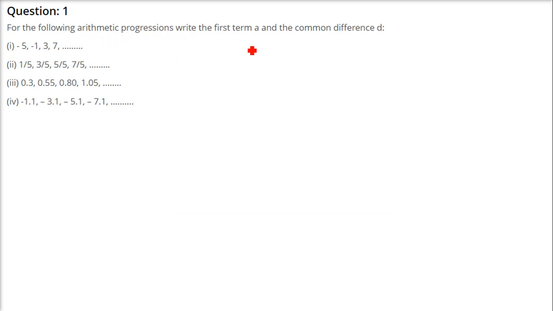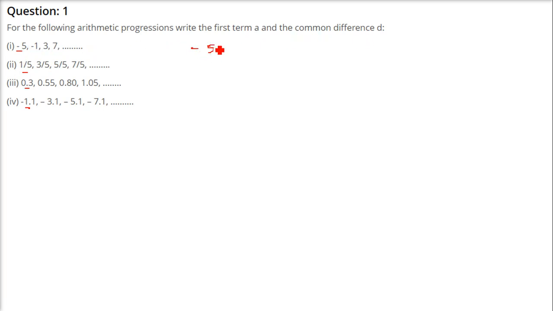For the following arithmetic progressions, write the first term A and the common difference D. The first term is always, in all the cases, the first element. All these are first terms. And how to find the common difference?